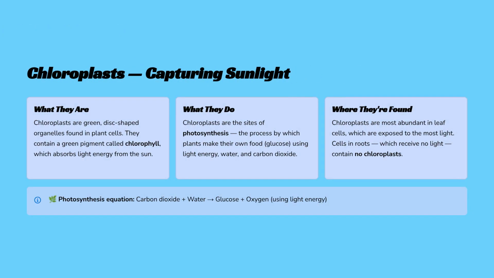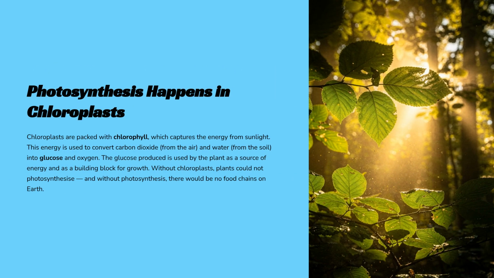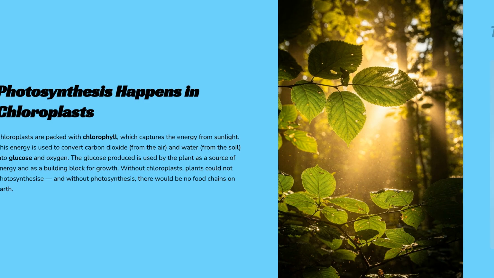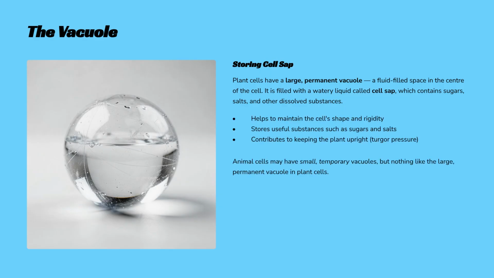Chloroplasts are disc-shaped organelles that contain chlorophyll and are the sites of photosynthesis. Root cells, which receive no light, contain no chloroplasts. Chlorophyll in chloroplasts captures sunlight energy for photosynthesis, converting carbon dioxide and water into glucose and oxygen. This process is vital for all life on Earth. The vacuole is a large, permanent, fluid-filled space in plant cells. It stores cell sap, which includes sugars and salts, and helps maintain the cell's shape and rigidity through turgor pressure.